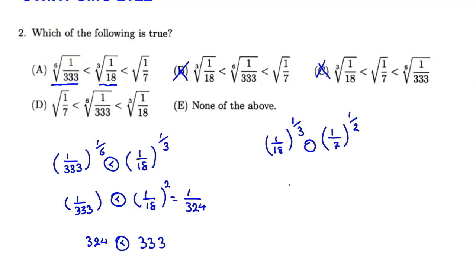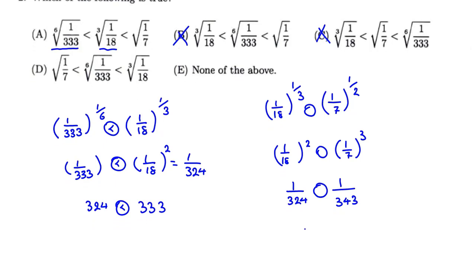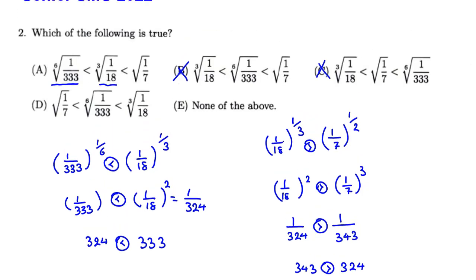We raise both sides to the power of 6. It will be 1 over 18 to the power of 2 and 1 over 7 to the power of 3. It will be 1 over 324, and this one will be 1 over 343. 7 times 49 is this. Now we compare 343 and 324. This one is greater, so this one is greater, and this one is greater. Okay? So between these two cases, 1 over 18 is greater than that. So we reject this case. 1 over 18 is greater than 1 over 7.